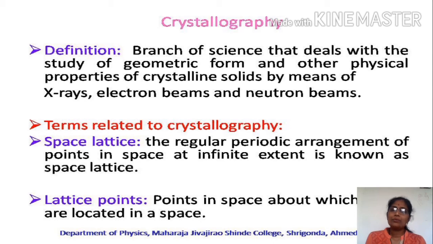Then, in order to understand crystallography, we should learn a few of the terms related to crystallography. First one is space lattice. What is space lattice? Space lattice is nothing but a regular periodic arrangement of atoms in three-dimensional space so that each point will have the same environment as that of the other. It means that there is a regular periodic arrangement of atoms in three-dimensional space, and the environment about each atom will remain the same. Such type of arrangement of points is called a space lattice.